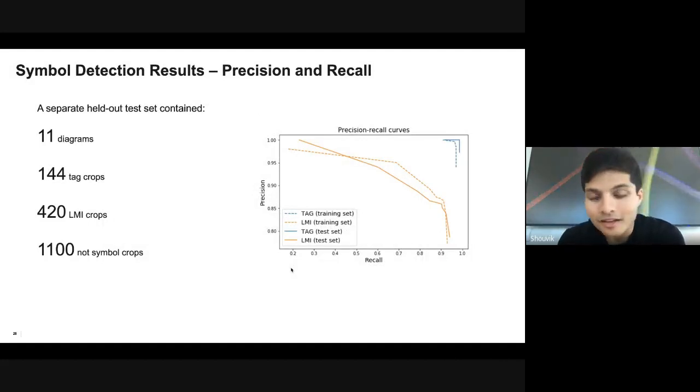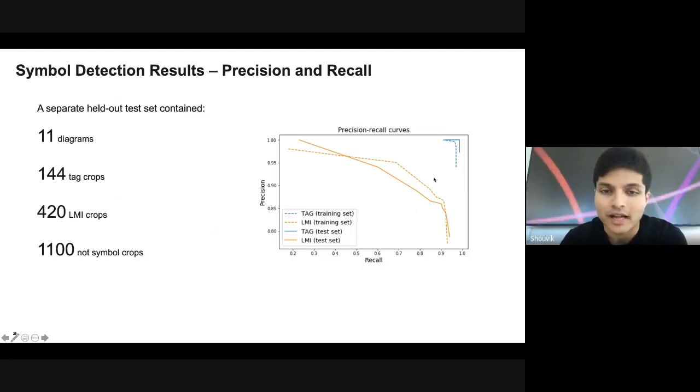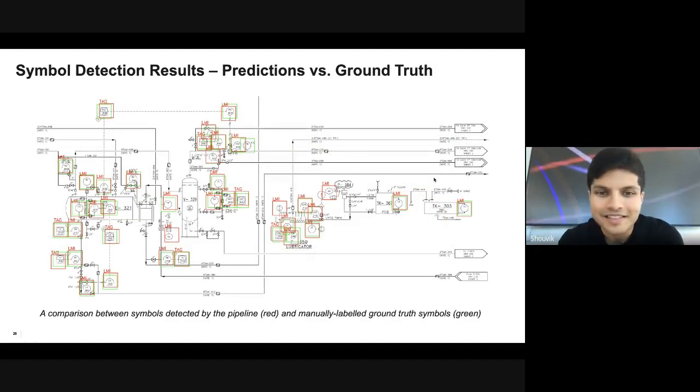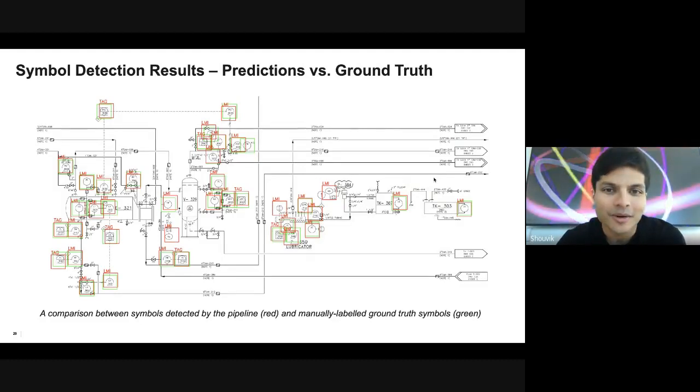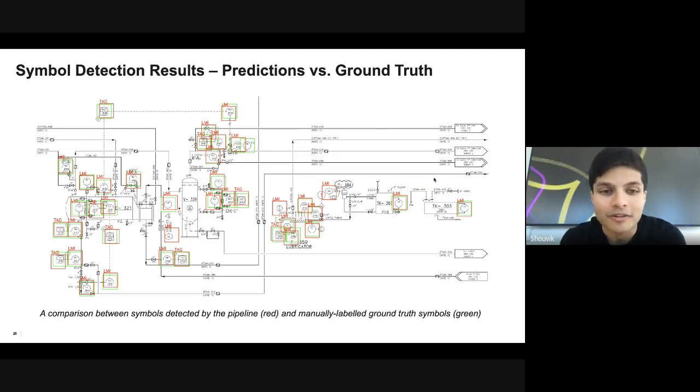Finally, presenting some results of this pipeline. In symbol detection, we had very good performance for tag detection in terms of precision and recall. As you can see in the test set, we achieved essentially 100% precision and recall, perfect classification. Whereas the LMI symbols are a little harder problem to crack. So we had a little poorer results, but you can still get almost 90% recall with relatively high precision. This is a sample of the symbol detection results, where you see the ground truth labels, which we labeled in green, versus the labels by the machine learning model, a CNN, in red. And you can see they're pretty close overall.